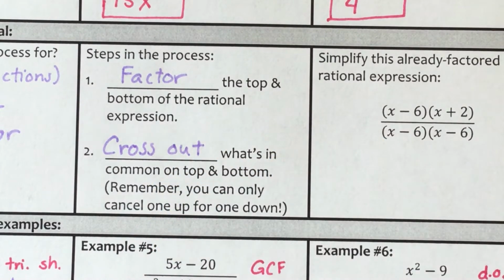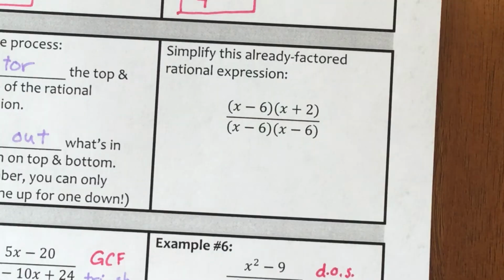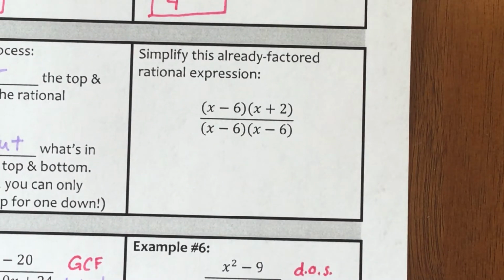It's got to be whole sets of parentheses that perfectly match. You can never just cross out an X with an X if those X's are inside of parentheses. Also, if you have more than one set of parentheses that matches on the top and the bottom, you can only cancel out one thing on top for one thing on the bottom. Let's take a look at this first example.